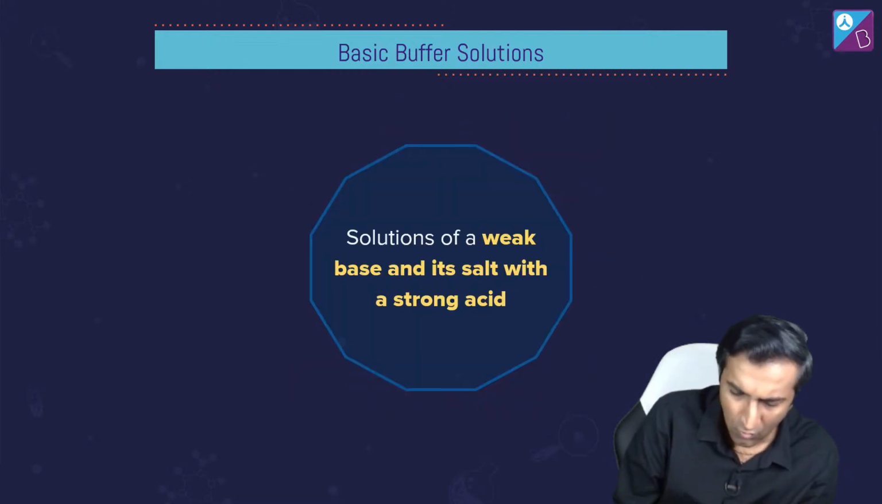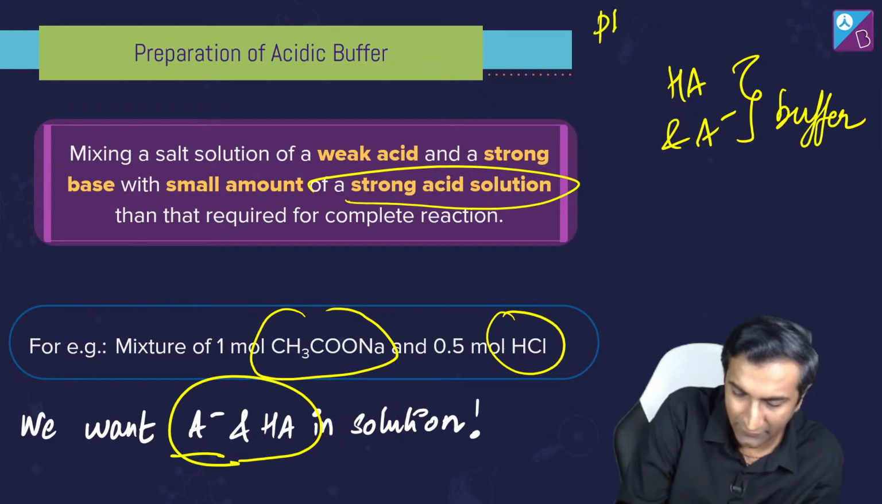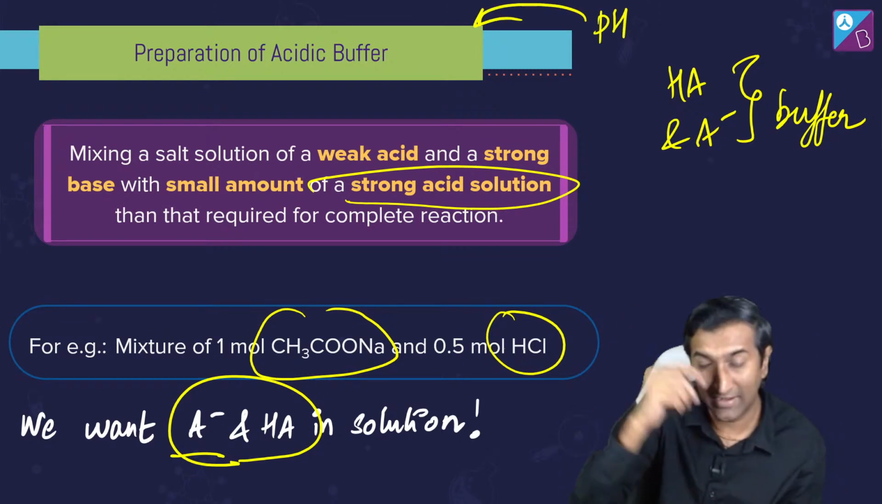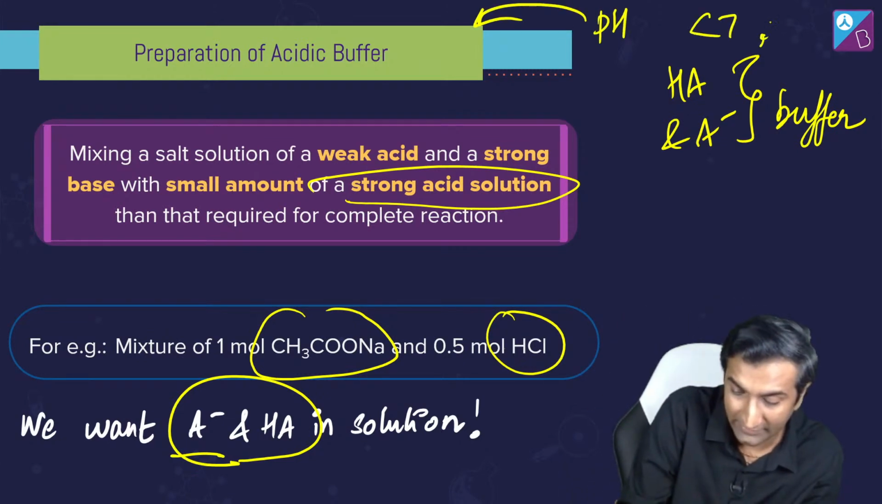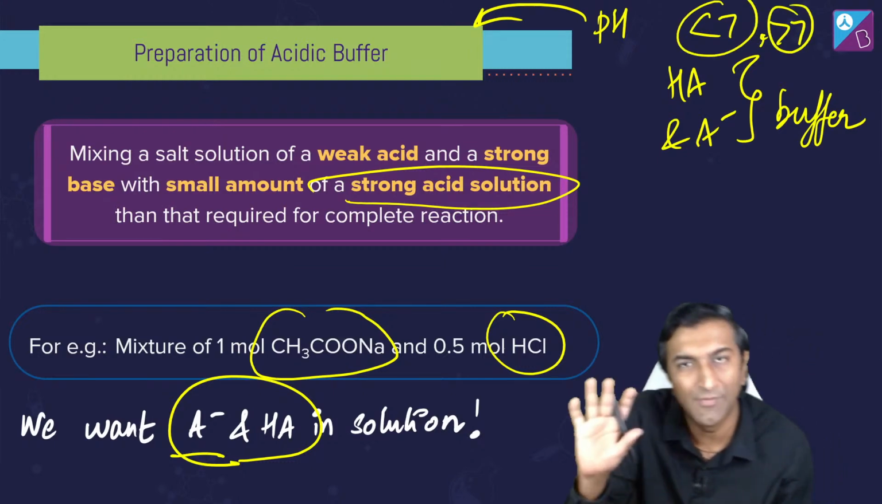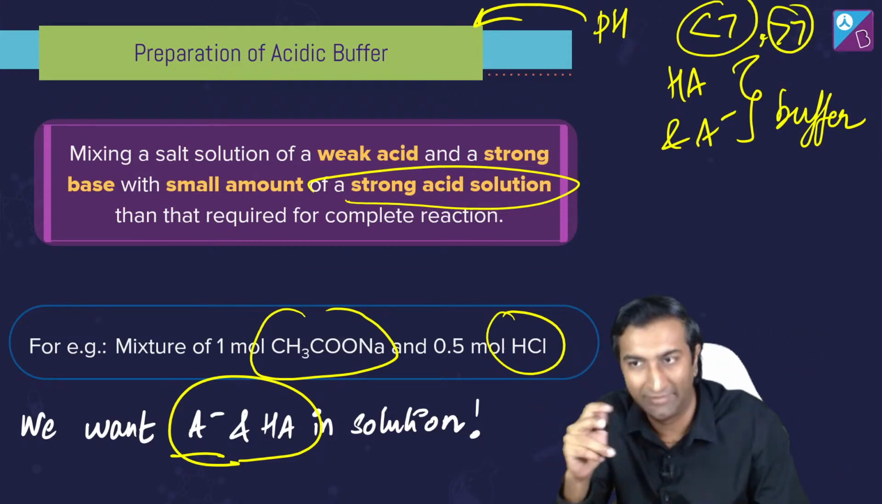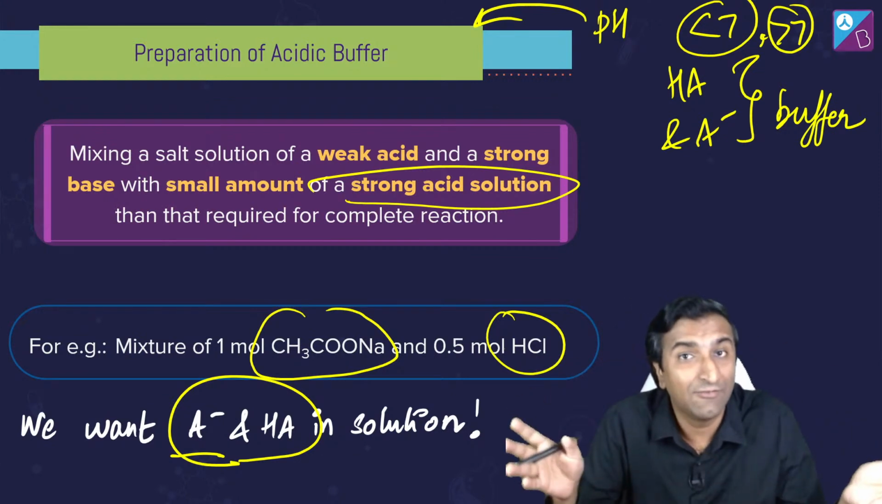A quick question. What do you think the pH of this acidic buffer is going to be? Is it going to be, give me an answer, less than 7 or greater than 7? It's not 7, okay? It's not going to be equal to 7. I'll give you that off the bat. What is the pH going to be? Is it going to be less than 7 or greater than 7?